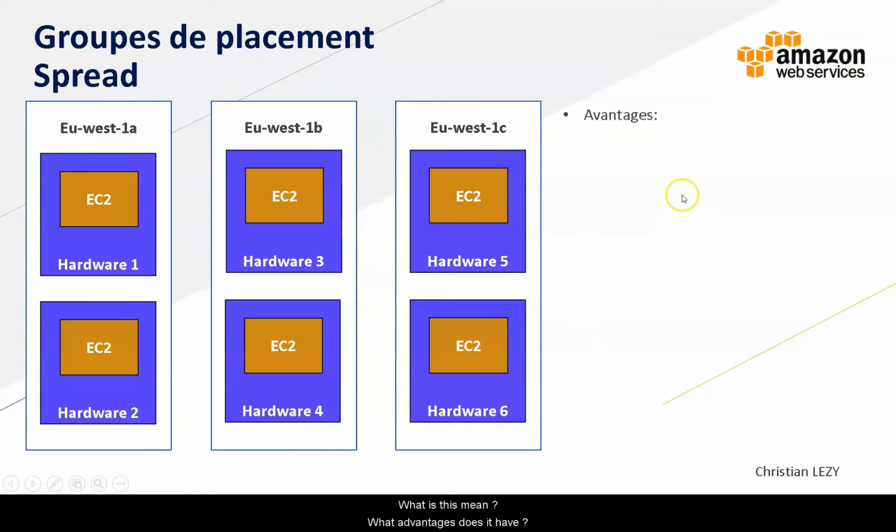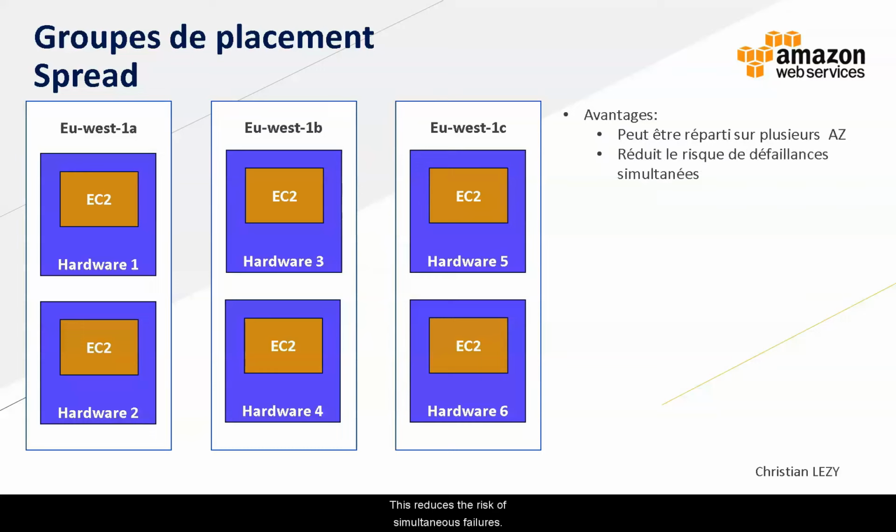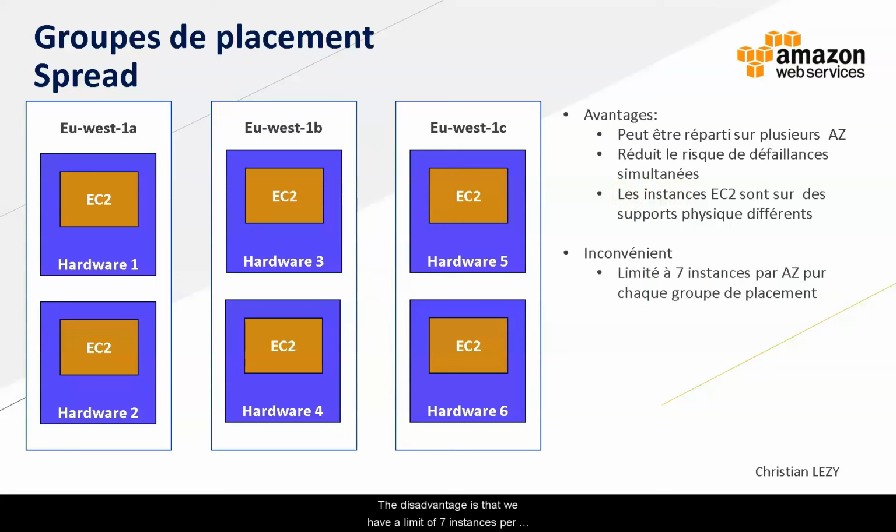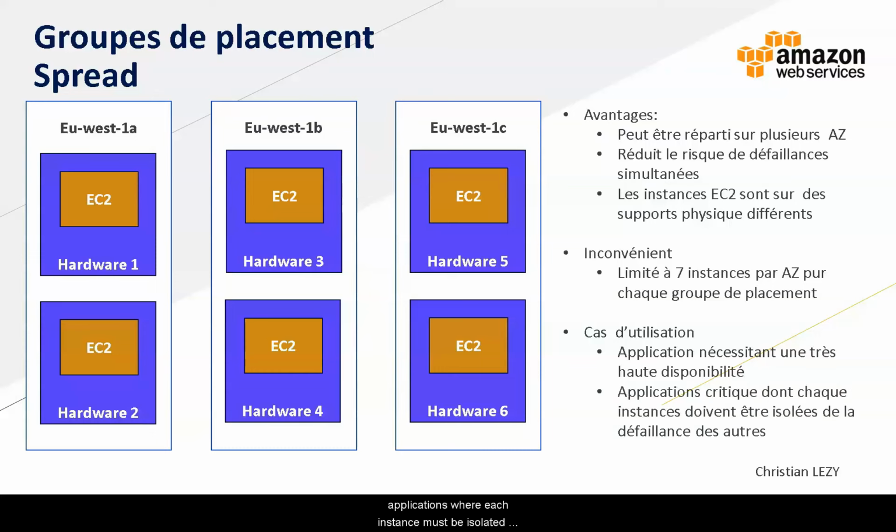What does this mean? What advantage does it have? We can spread our EC2s over several AZs, that is to say, availability zones. This reduces the risk of simultaneous failures. Our EC2 instances are on different physical media. The disadvantage is that we have a limit of 7 instances per availability zone. What are the use cases for this type of placement group? Applications requiring very high availability, and critical applications where each instance must be isolated from the failure of the others.